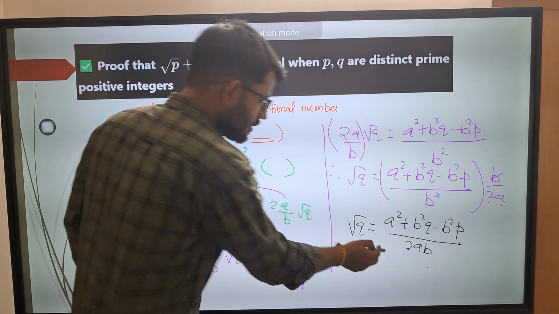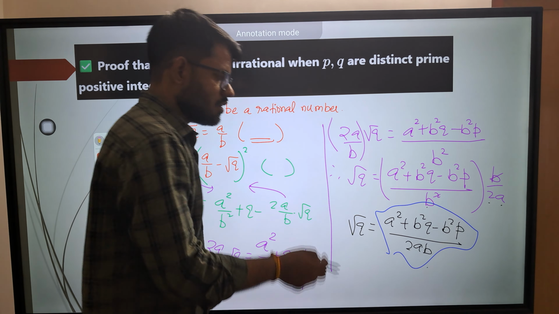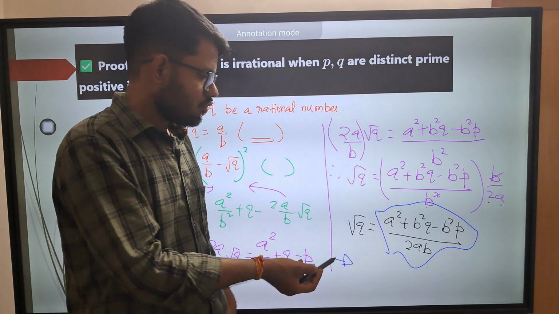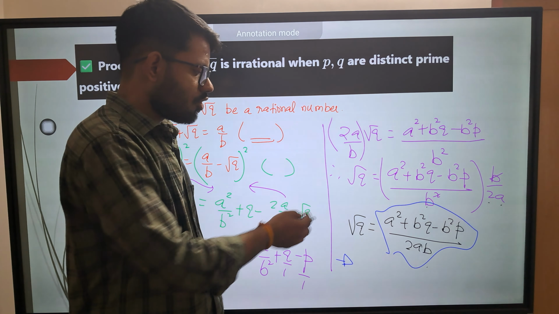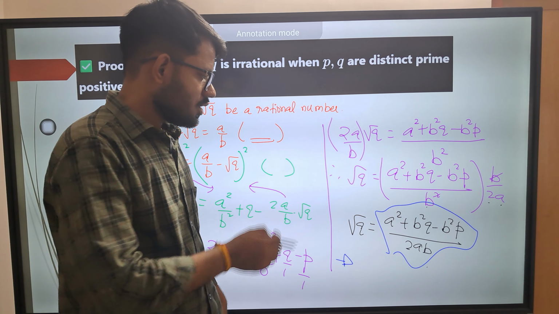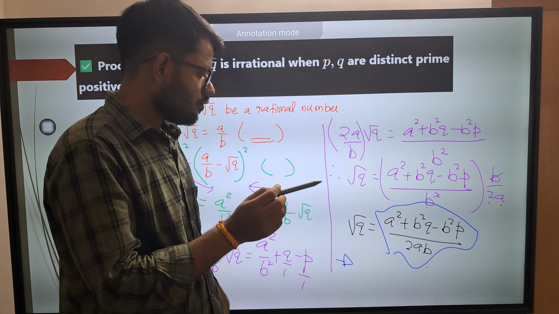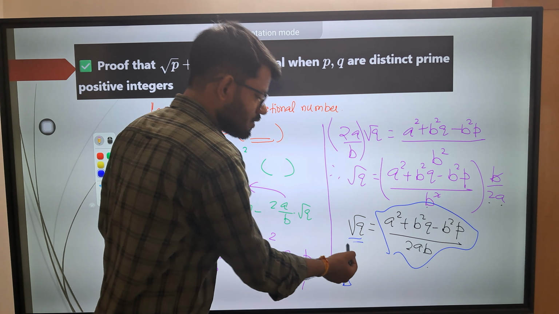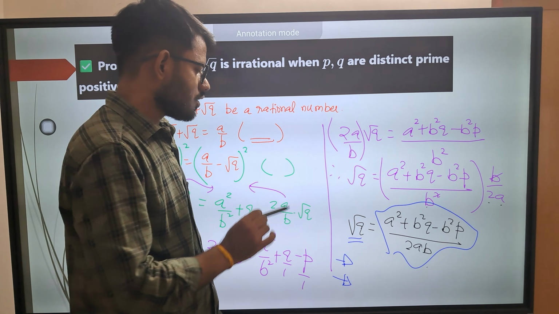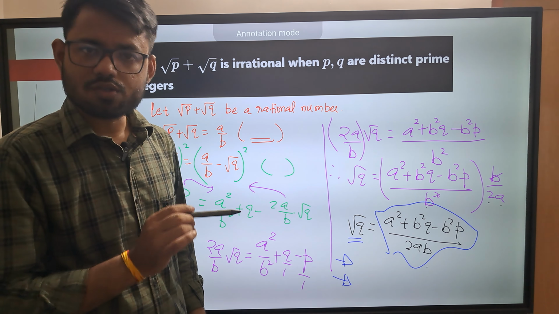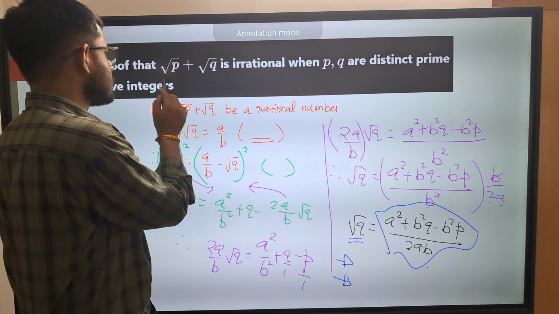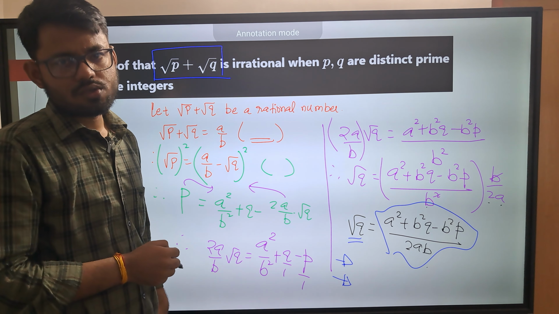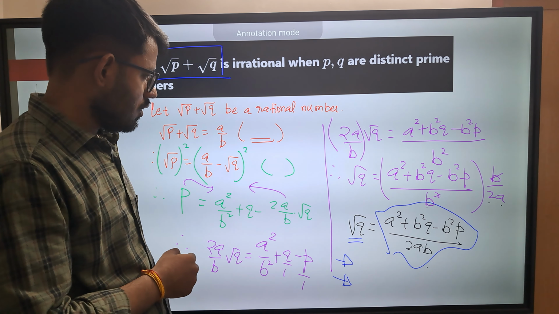Now what we need to write? We need to write why this term is rational. The first statement will be a square plus b square q minus b square p upon 2ab. This is rational since a, b, p, q and 2 are integers. Next statement is but root q is an irrational number. So this is a contradiction, hence our assumption is wrong. This you need to write. After that in the last line you will write hence root p plus root q is an irrational number. That is all. Thank you.